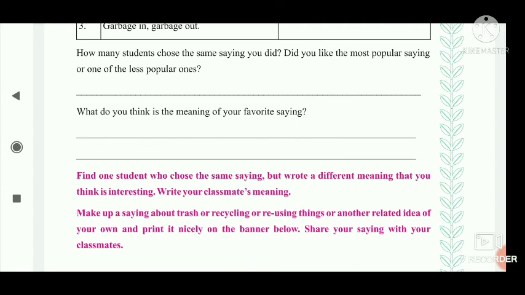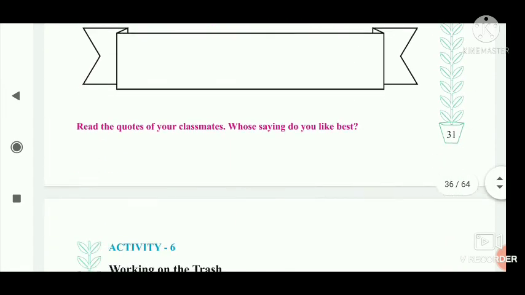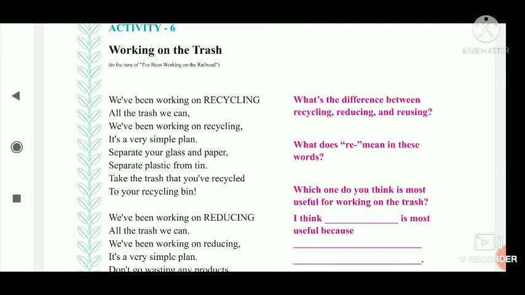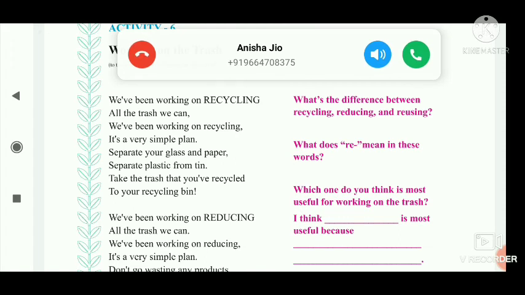Okay, now activity 6, working on the trash. Here you are given one poem.